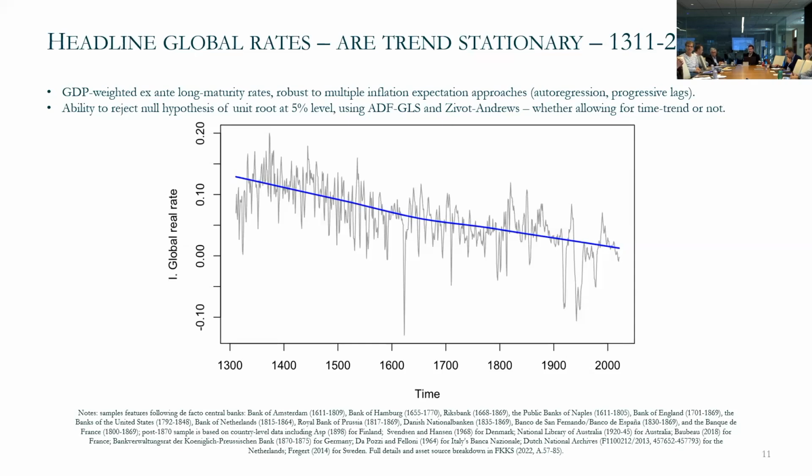And it's trend stationary. We also use not just ADF, but Zivot-Andrews and other tests, and they all come out with the same result. And I mentioned different inflation expectation approaches. So, for instance, in the Hamilton and Hatzius paper, they use an autoregressive model to model inflation expectations. We use their approach as well, and also find the same result, that global interest rates are actually trend stationary.